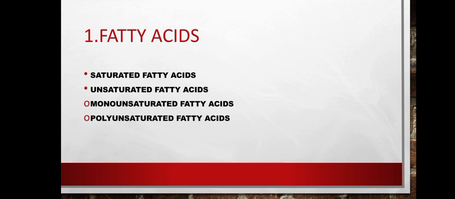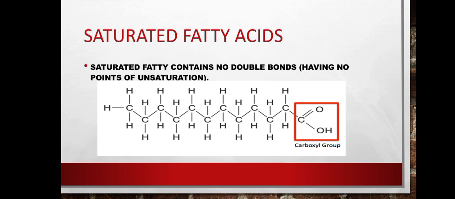So fatty acids, as you know, there are 2 types of fatty acids: saturated fatty acids and unsaturated fatty acids. Further, there are 2 types of unsaturated fatty acids: monounsaturated fatty acids and polyunsaturated fatty acids. Monounsaturated fatty acids are also called MUFA and polyunsaturated fatty acids are also called PUFA.